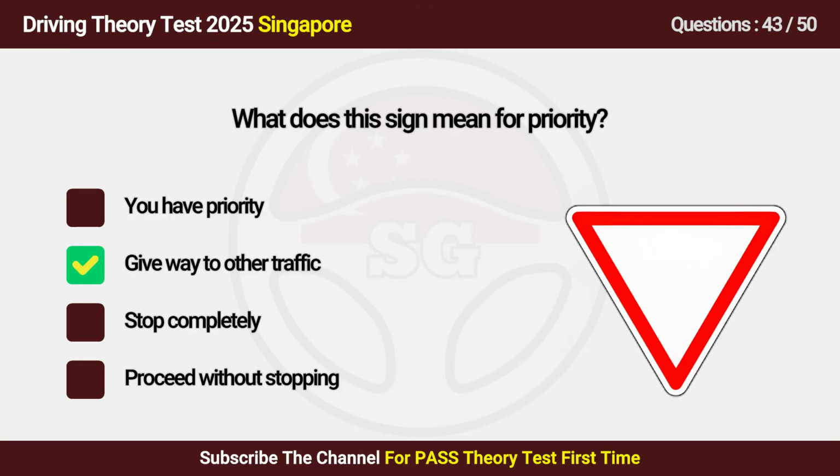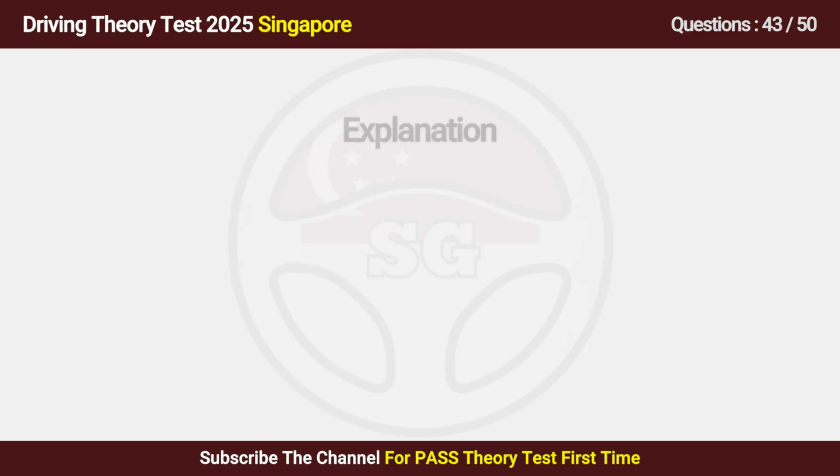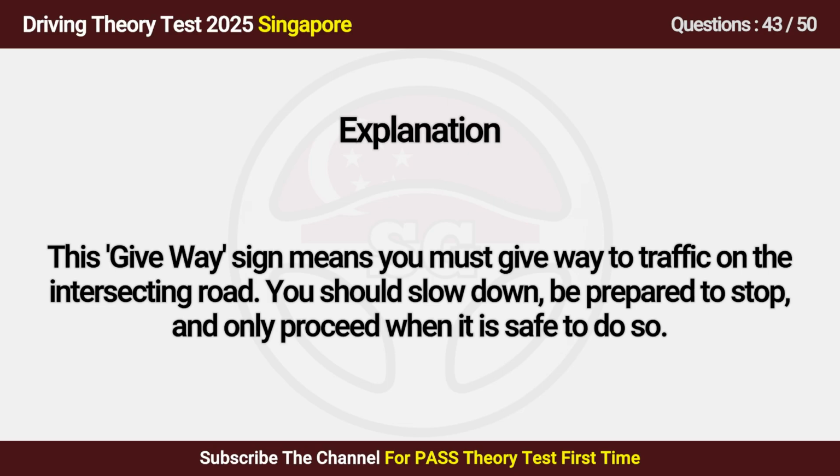Answer is B. Give way to other traffic. This give way sign means you must give way to traffic on the intersecting road. You should slow down, be prepared to stop, and only proceed when it is safe to do so.